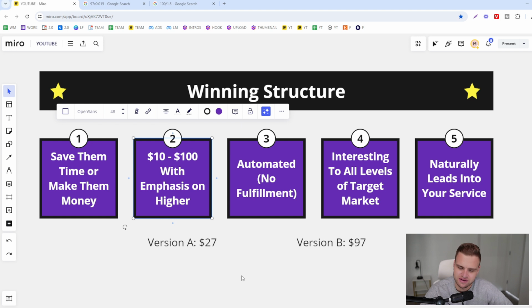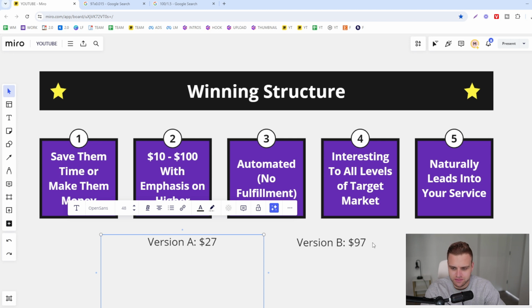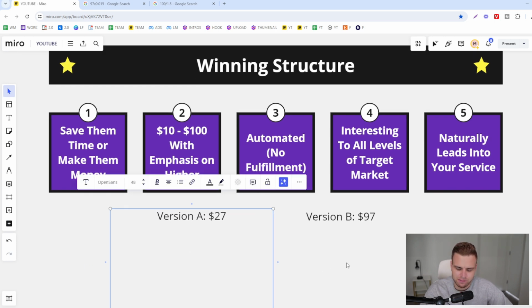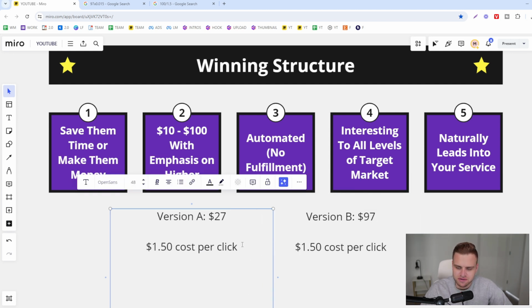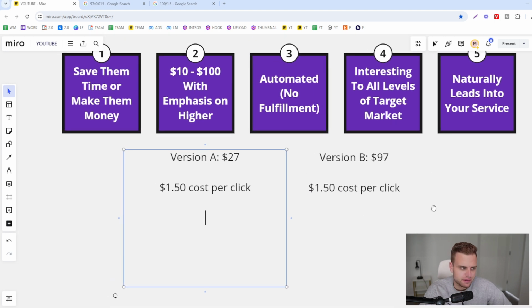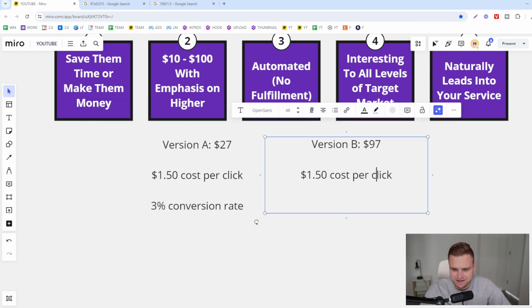And it's very important that you have it. So I have something right here to do a little bit of math for you. If you had a digital product that was $27 versus $97, I have some example math here. Let's just say it's $1.50 cost per click for both of them to keep it constant. And let's give them a conversion rate. As you get a higher price, the conversion rate's going to go down a bit, but let's say 3% conversion rate here would be pretty standard, I would say.